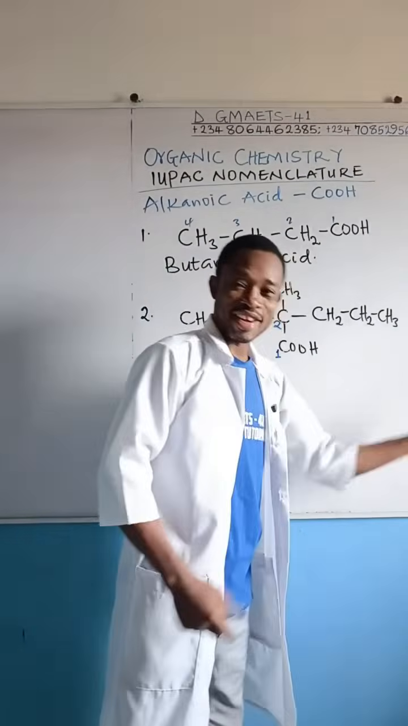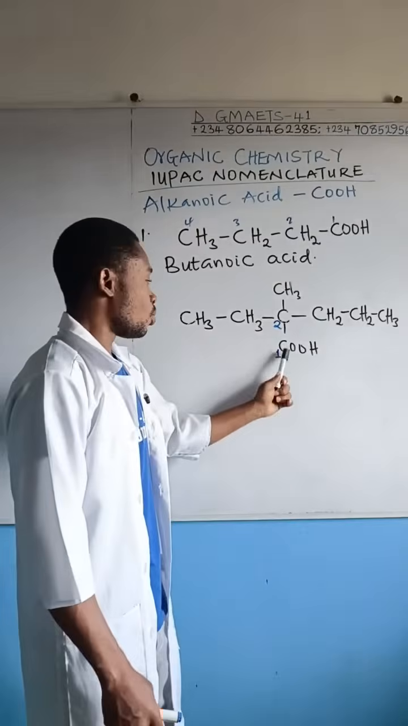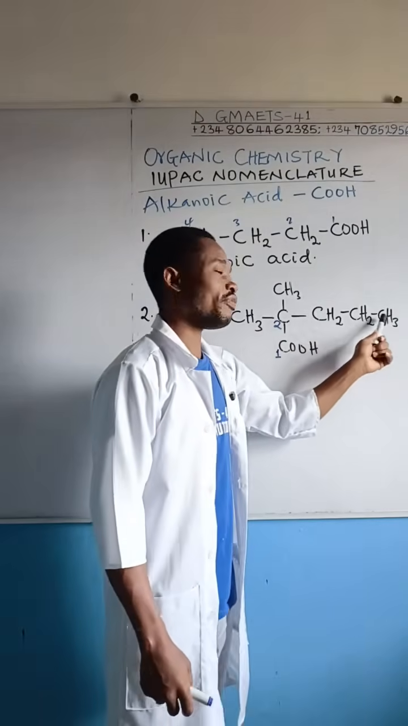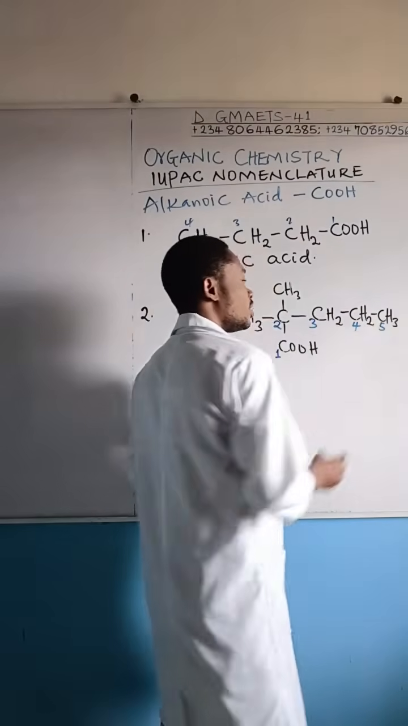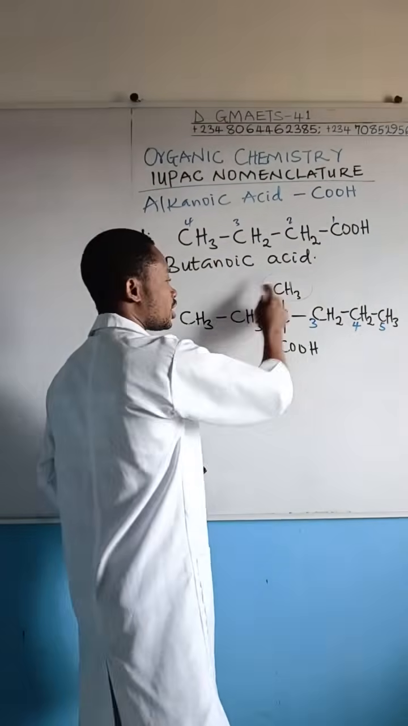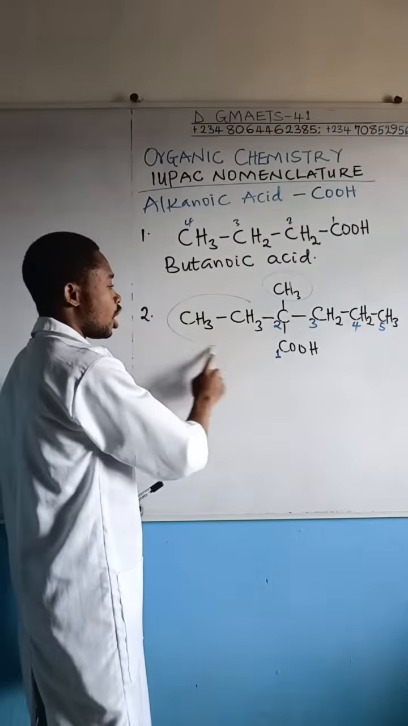Now let us check here, which of course is the longest direction. 1, 2, 3, 4, and 5. Good. So without wasting time counting, we go this way. It simply means that this becomes an attachment, a substituent, and this also becomes what?